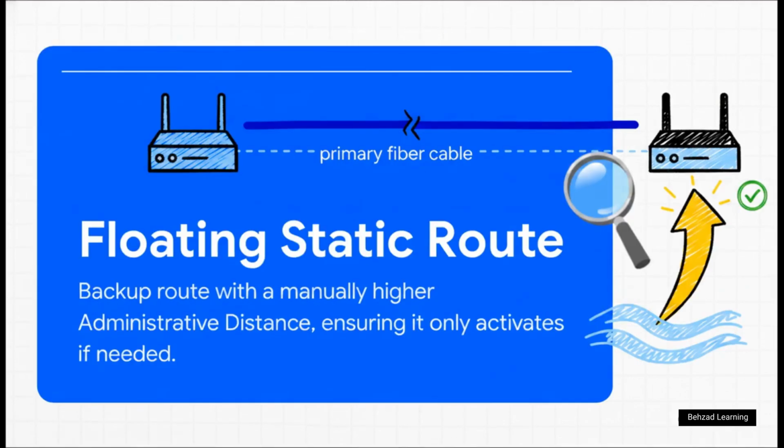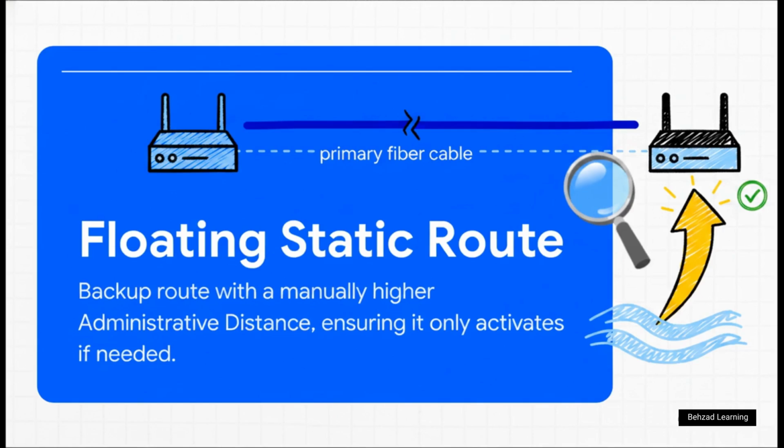Enter the floating static route. This is such a brilliant little trick. Remember how we talked about administrative distance being the router's trust level? Well, a standard static route has an AD of 1. It's highly trusted. But if we create a second static route going over a slower backup connection, we can actually manually tweak its AD to be much higher, say 130. Because 130 is worse than 1, the router completely hides this backup route. It literally floats beneath the surface of the routing table.